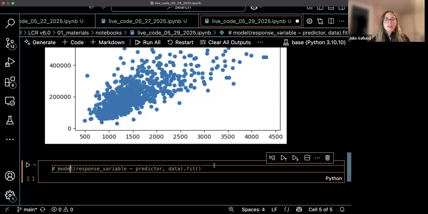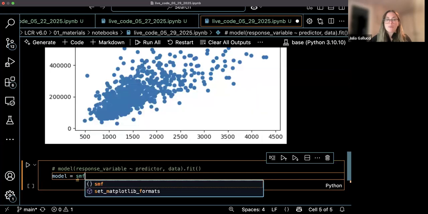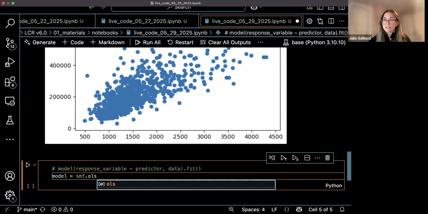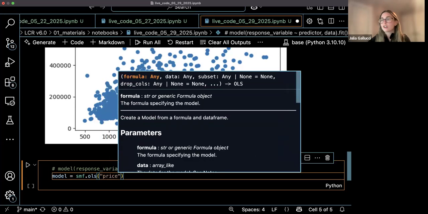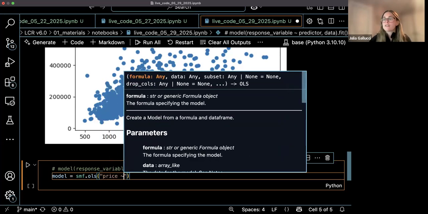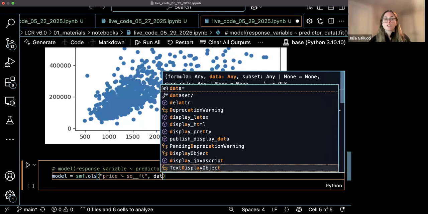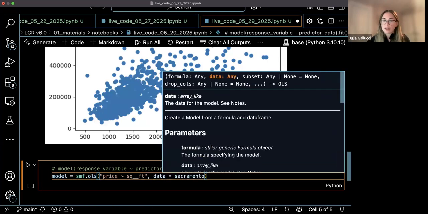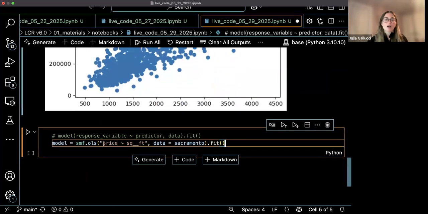Okay, so now that I've basically explained the syntax, when it comes to running our model, it'll look something like this. I'm going to define it as variable model, and then we're using this package that I mentioned called SMF, and then it's the OLS model as I just mentioned. Within the parentheses, you have price, which is our response variable, and then this tilde, and then also square footage, which is our predictor variable. And then we also have our data, and if you recall, we're using the Sacramento data. And then at the end, we're just using dot fit. So we're using the fit method to fit our model to the data.